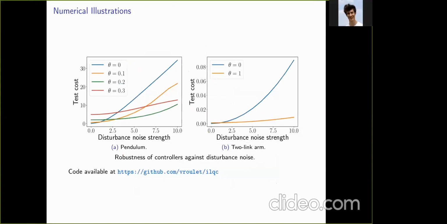And finally, we have a code that was implementing this strategy on simple synthetic problems, and we observe what we hoped for, that is to say that for a random noise of increasing strength, our robust or risk-sensitive solution is more robust. Thank you.